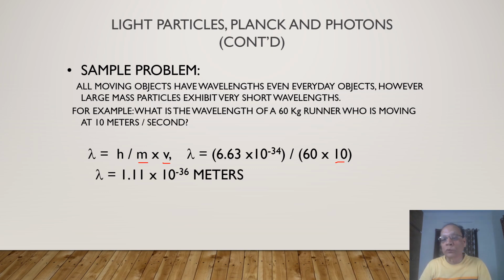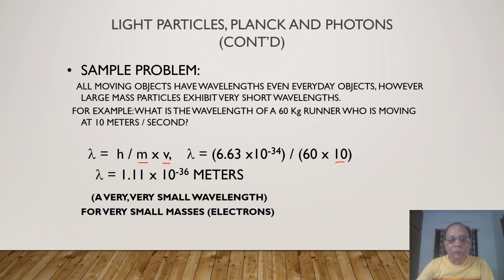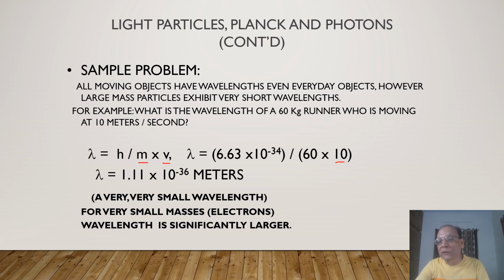Now this is too small to be measured by any equipment in use for measuring a length. And that is why it is meaningless. A very, very small wavelength cannot be measured. For very small masses, electrons, the wavelengths are quite significantly larger, and therefore they can be measured. Now, something which can be measured and is associated with some type of matter cannot be neglected.